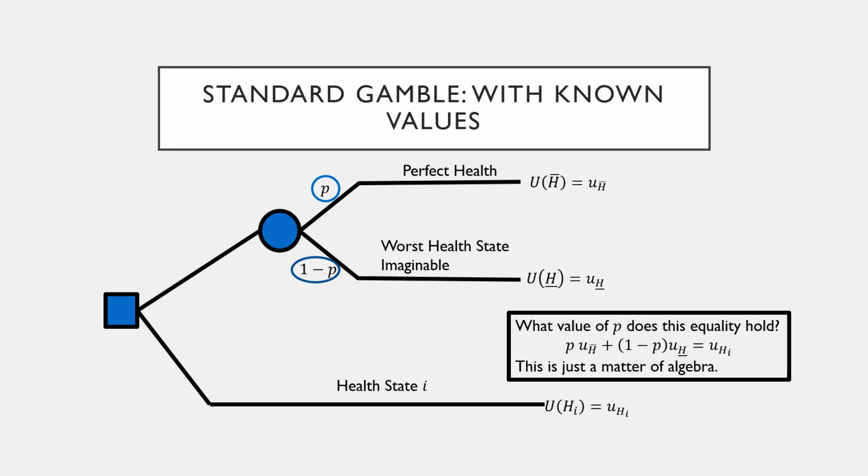So that's all in this video. I want to express that standard gamble is the most theoretically sound way for getting these utilities, and it's also really good for converting one index to another index.